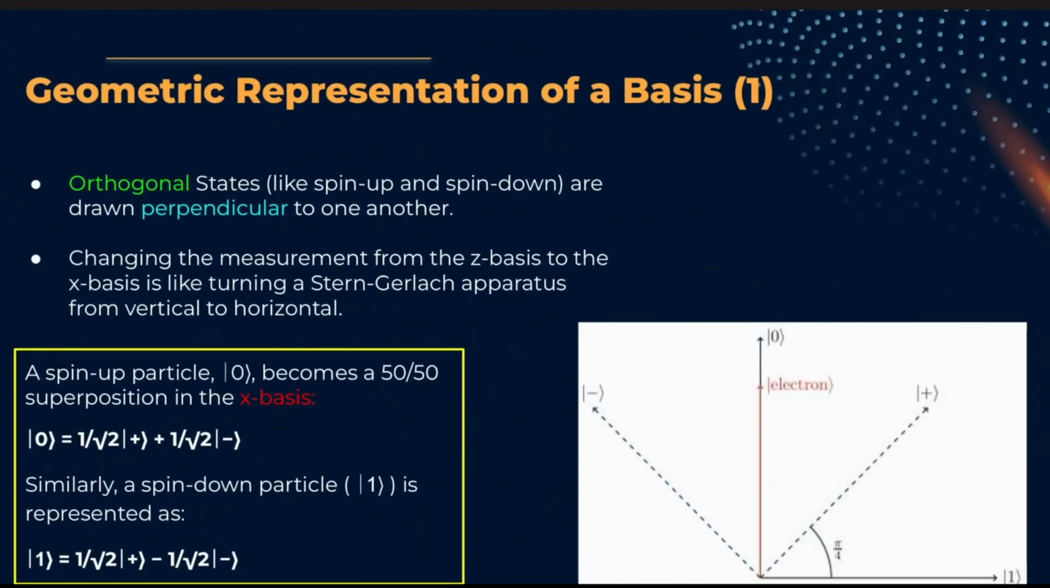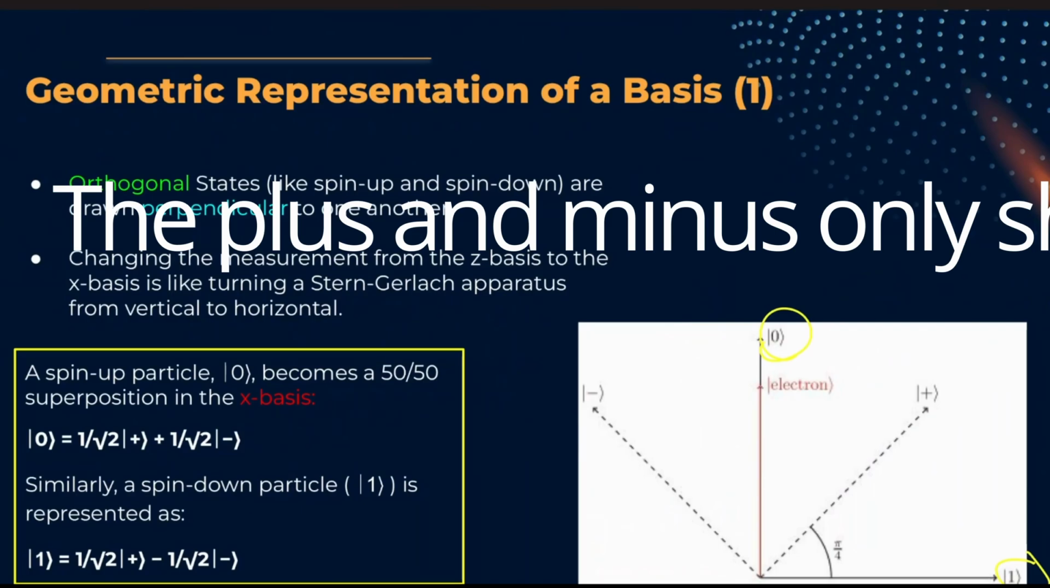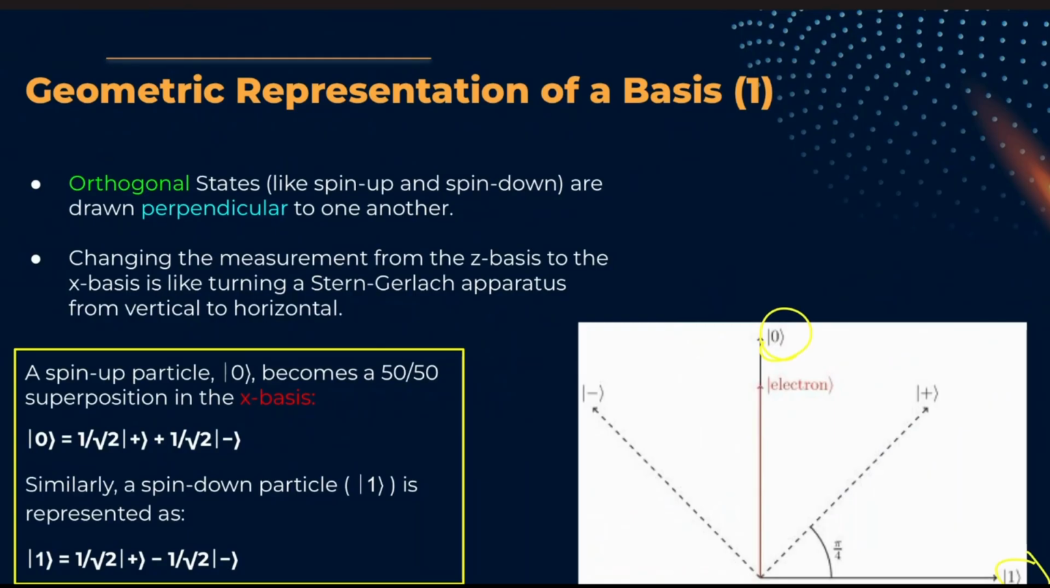All right, now let's move on to the geometric representation of a basis. And the geometric representation of the basis is pretty much the orthogonal states, which are the spin up and the spin down, are perpendicular to one another. So right here we have a spin up qubit, and right here we have a spin down qubit. A spin up qubit has the zero in it. It's very confusing. You'd think spin up would be one and spin down would be two. However, it is the other way around.